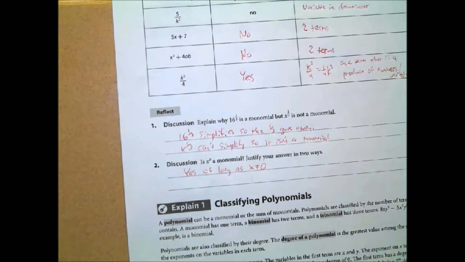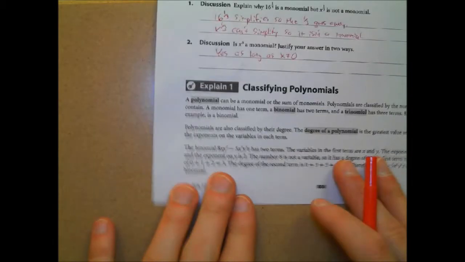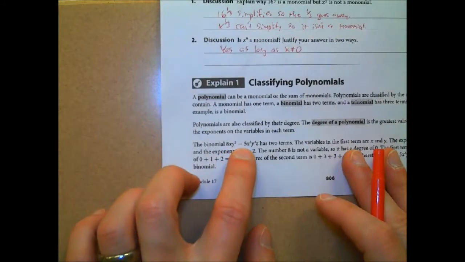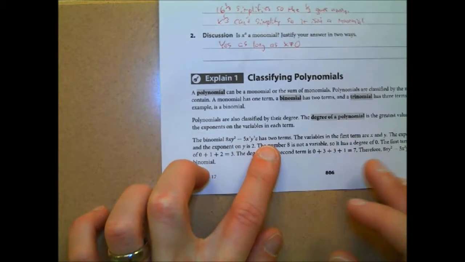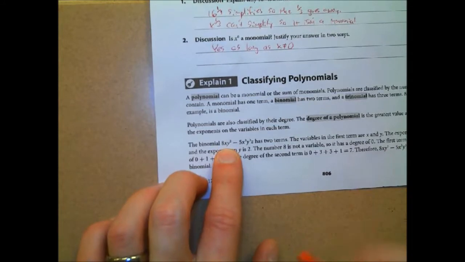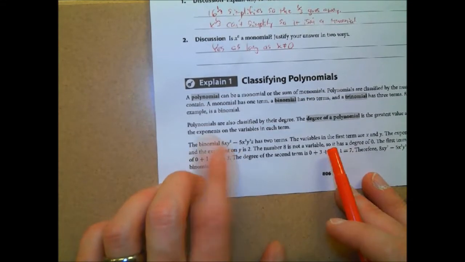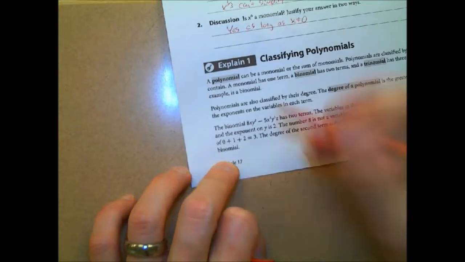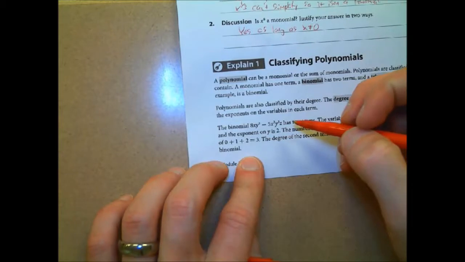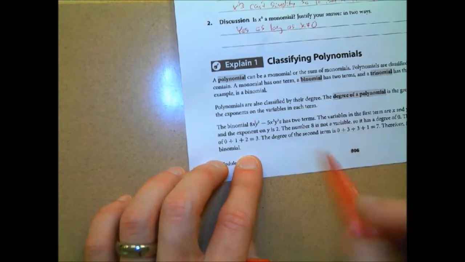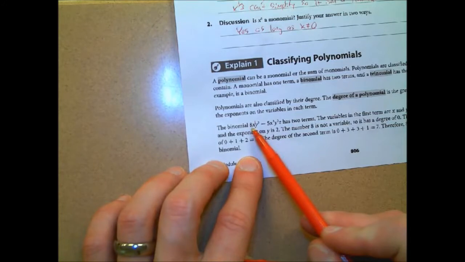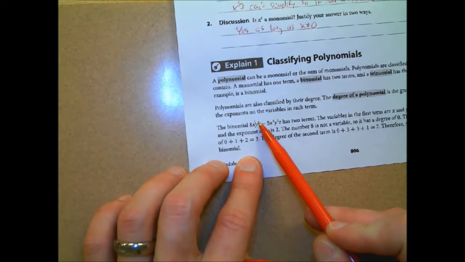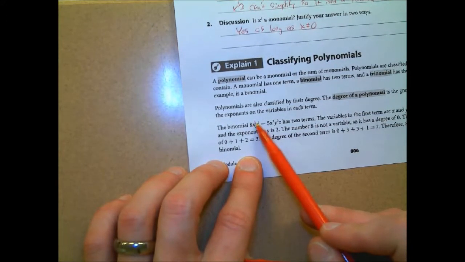Okay. So the binomial 8x squared minus 5x cubed y cubed z has two terms. The variables in this first term are x and y, and the exponent on the x is what? When we don't have an exponent written, what exponent do we assume here? 1. So I'm going to put a 1 there. To find the degree, we'll add the 1 and the 2, so that's 3. So this has a total power of 3 here.